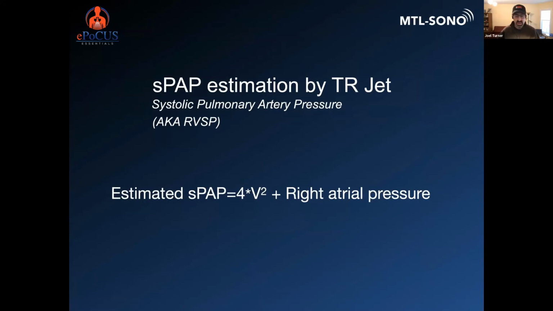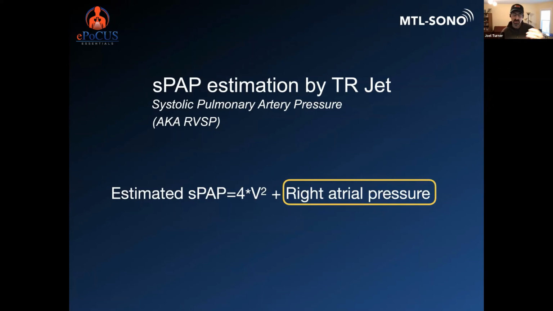I'm going to show you this equation, not because I want you to memorize it, but just to give you an idea of how it is used to estimate the pressures. So the pressure is the velocity at TR max that we just had, so around 3.9, so 4 squared multiplied by 4. And then there's this other measurement that you have to take into consideration, plus right atrial pressure.